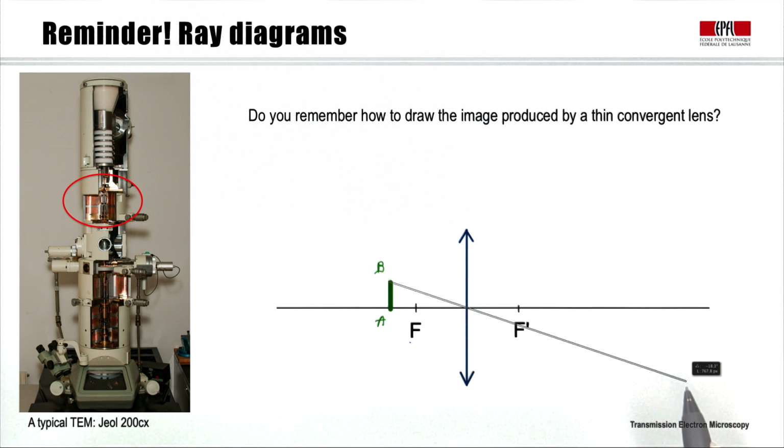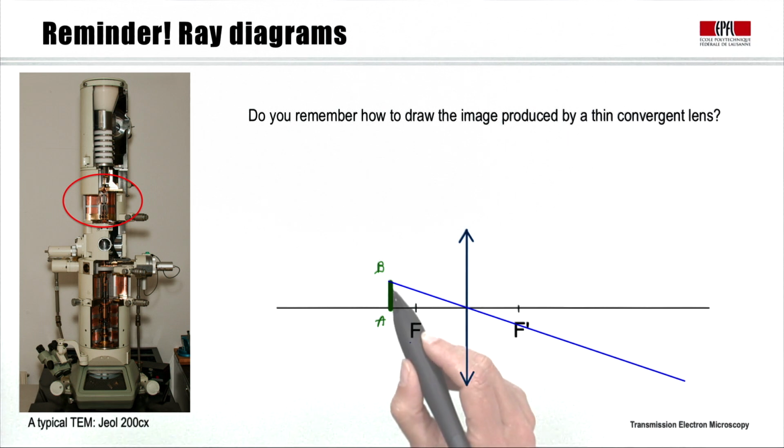So I can draw a first ray, this one, that comes from the B point of the object, and obviously my image will have to be somewhere on that line. But with only one line, I don't have the place where to find B.